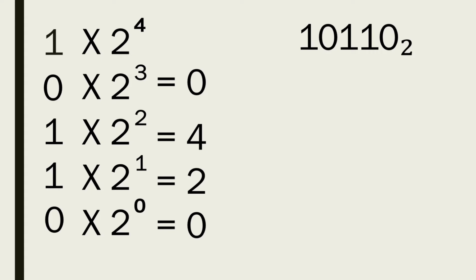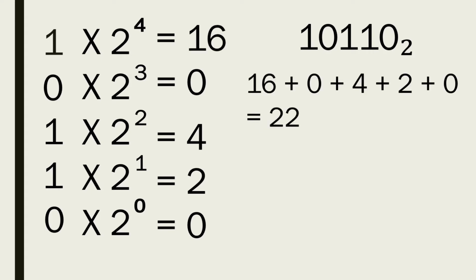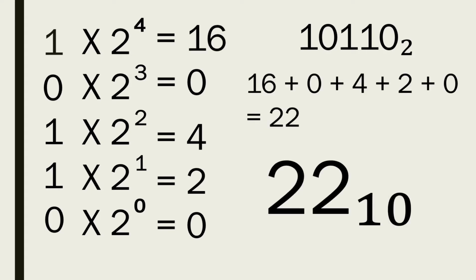Solve the equation. Then add their product and write down the base number of decimal number system, which is 10. The binary 10110 base 2 is 22 base 10 on decimal form.